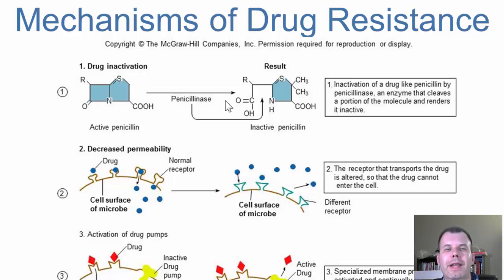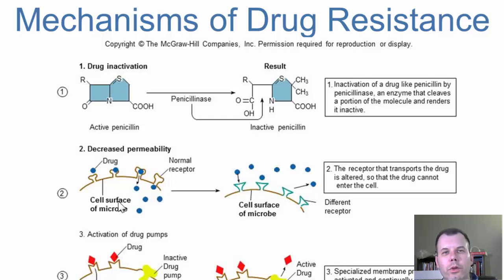So the first one is an enzyme that eats up the antibiotic. Second one is permeability. So if you block the drug permeability from getting in, it can't get into the microbe. You've affected this. This happens a lot of times with things like MRSA. MRSA just builds bigger and bigger cell walls so the drugs can't get in. And so if the drugs can't get in, it can't kill the bacteria.